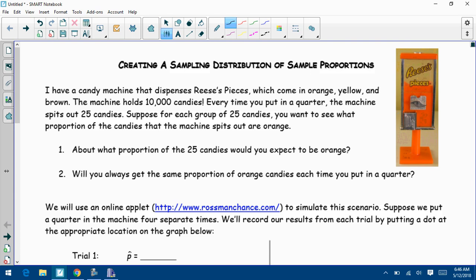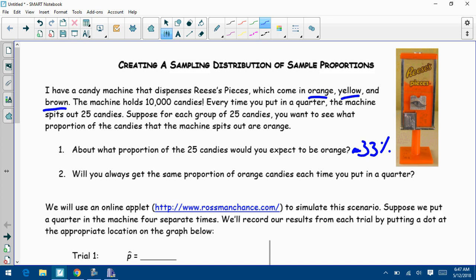Okay, well, let's think about it for a second. If they come in orange, yellow, and brown, I would think that the company would make an equal amount of all of them and just put them all in the candy machine. So out of 25 candies, what proportion would I expect to be orange? I would say about 33%, because if they're all equal and there's only 3 of them, there should be an equal number of each.